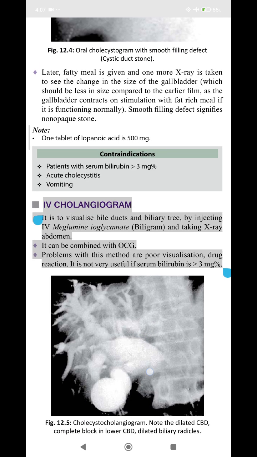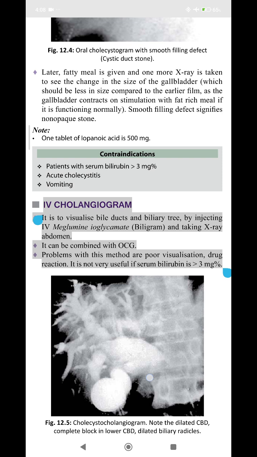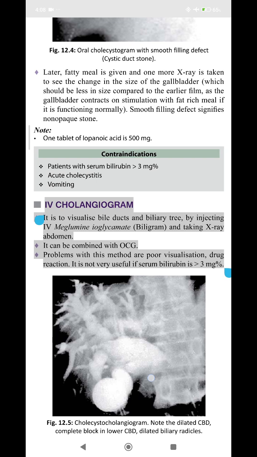IV cholangiogram. It is to visualize the bile ducts and biliary tree by injecting IV meglumine iodoxamate, Biligram, and taking an X-ray abdomen. It can be combined with OCG. Problems with this method are poor visualization and drug reaction. It is not very useful if serum bilirubin is greater than 3 mg%.